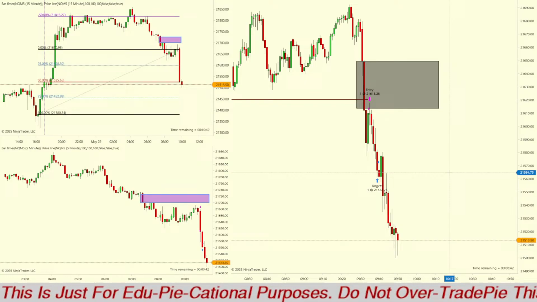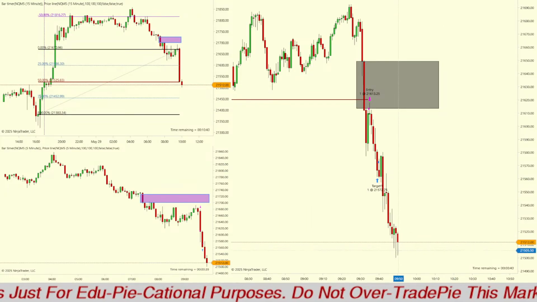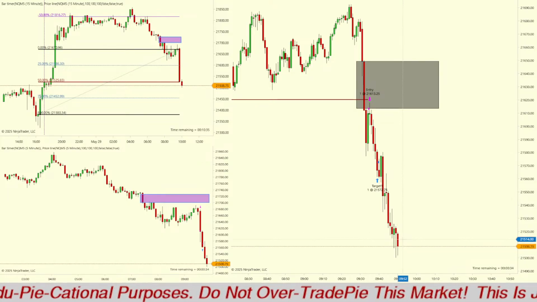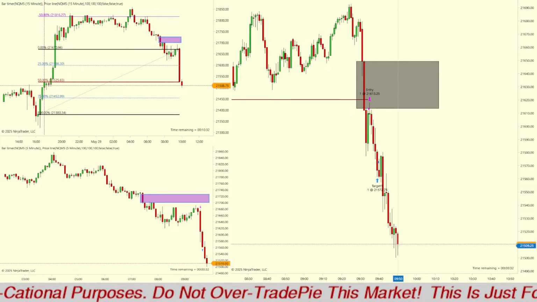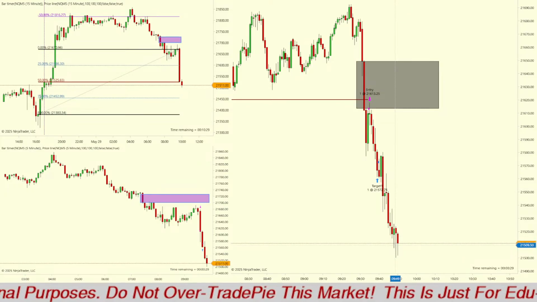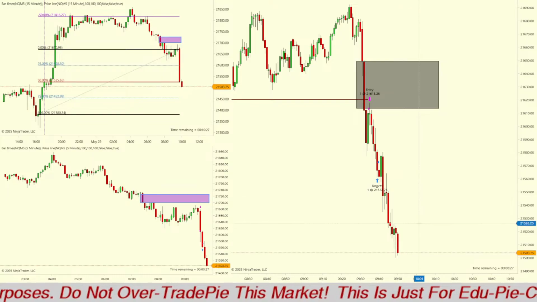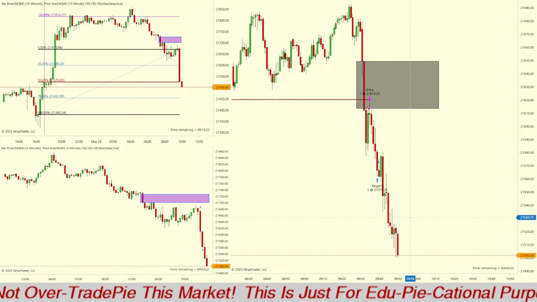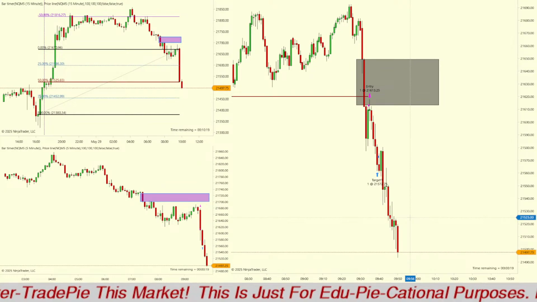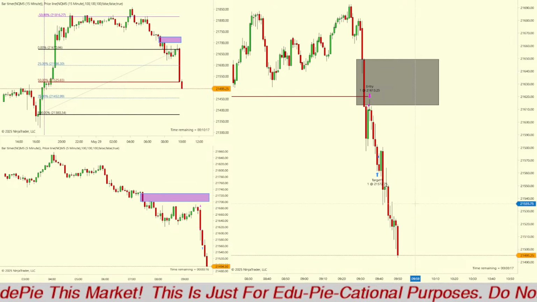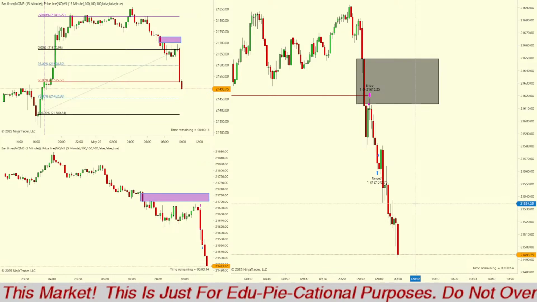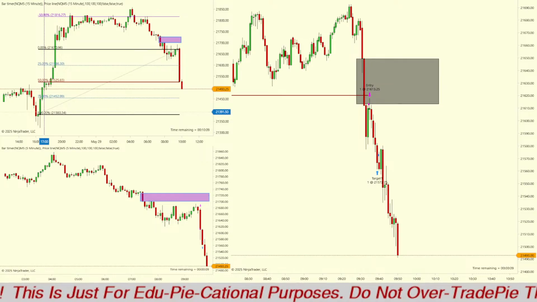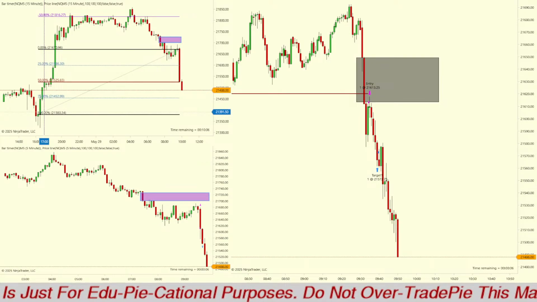So now I'm expecting to see how the market reacts to the consequent encroachment of this wick over here, and if it's possible to send it higher. Okay, apparently the market is still searching for lower prices and probably going to the closing of the open range gap.